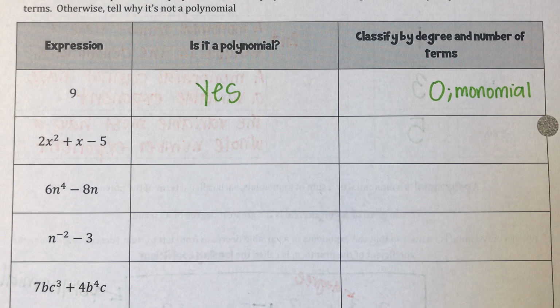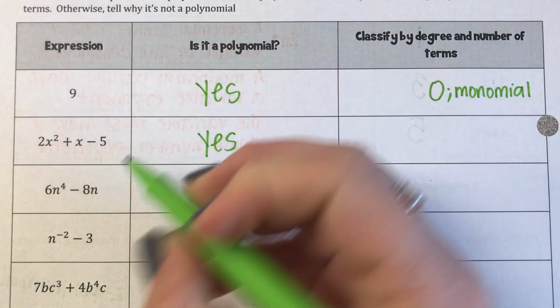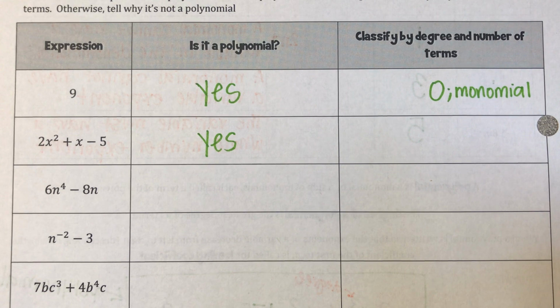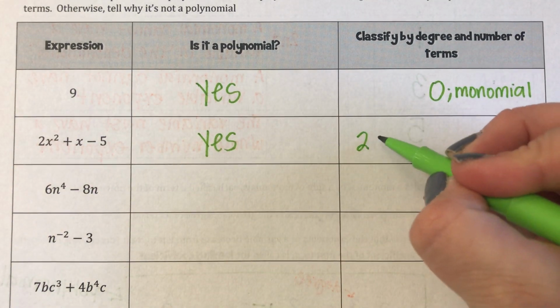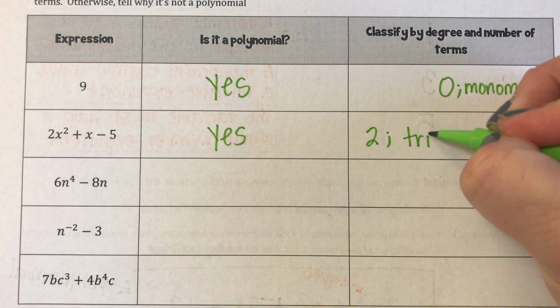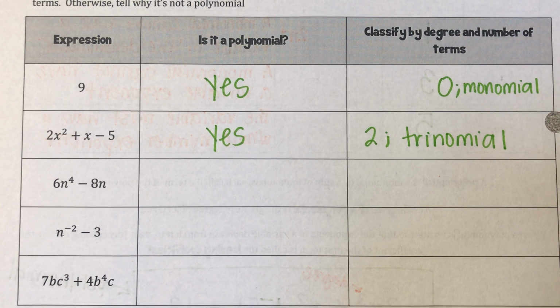Okay, what about 2x squared plus x minus 5? Is that a polynomial? Yes, it is a polynomial. It's 3 monomials being added together. So let's find the degree. What's the degree of it? It's the biggest exponent, so that's 2. And how many terms is it? 3. So that is a trinomial.